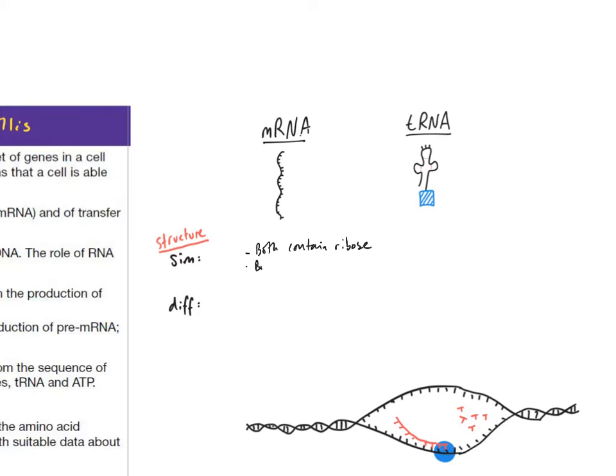And they both contain uracil as well, just in case it's a difference to DNA. So RNA contains ribose and uracil. The differences are where they spend more time really. The mRNA, as you can see, is a single-stranded molecule. However, tRNA is also a single strand. It's not like DNA where it's two separate strands. This is one strand, so I need to be careful with single-stranded.